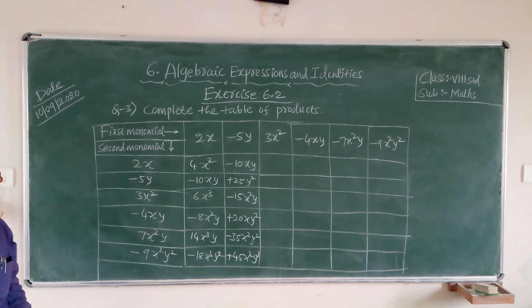So like this you have to multiply monomial to monomial, column to row, row to column. Like this you have to multiply.